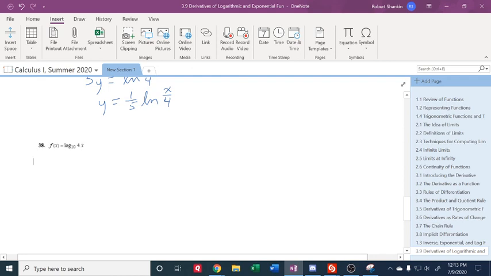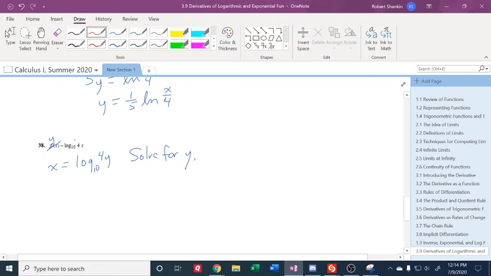All right. So, same instructions. Interchange x and y. And now I need to solve for y. So for this one, I'm going to put a giant 10 as the base.